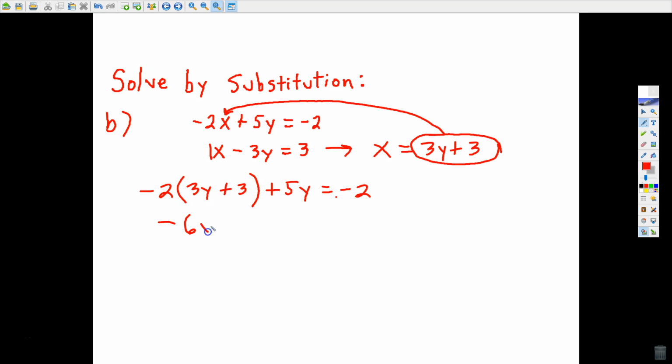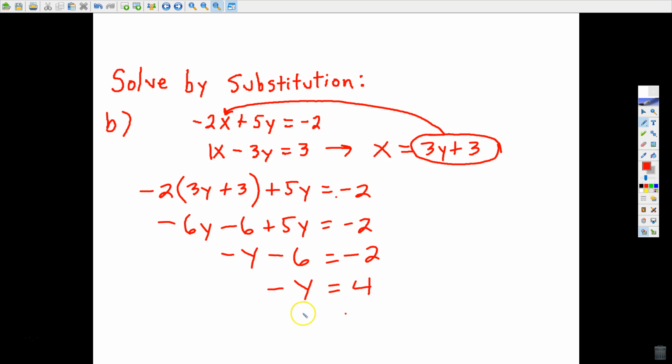Distributive property. Combine like terms. Add 6 to both sides. Don't ever solve for a negative variable. Always make it positive. You've got 2 ways of thinking about that. You can either divide or multiply both sides by negative 1. Doesn't really matter which one you choose, but the bottom line is that positive y is going to equal negative 4.